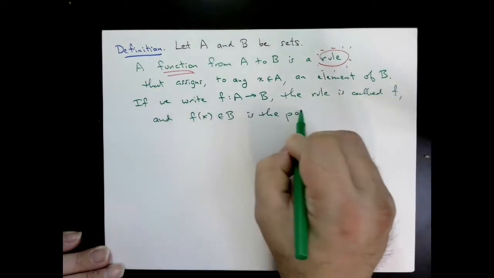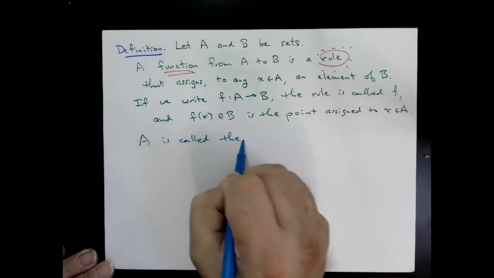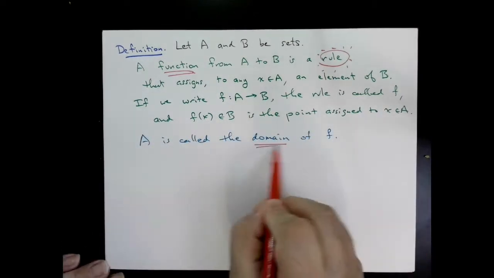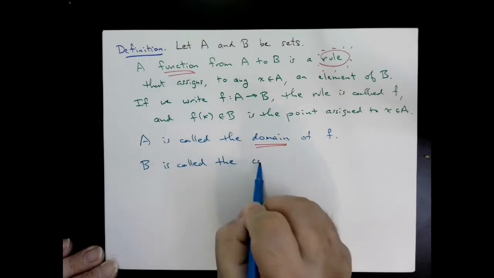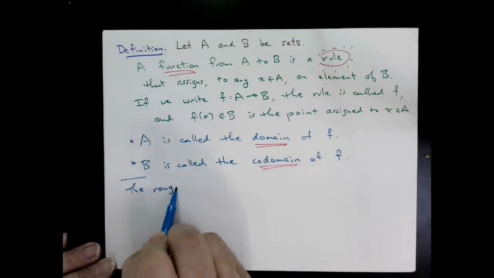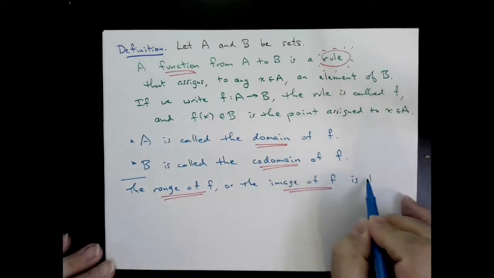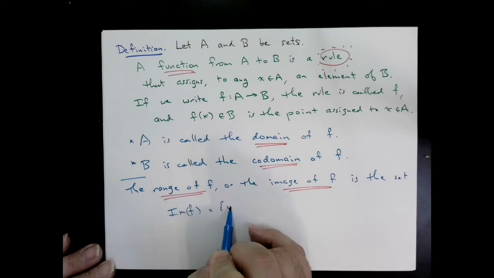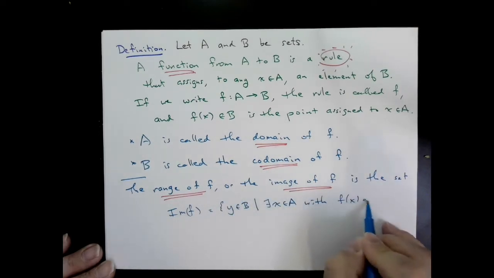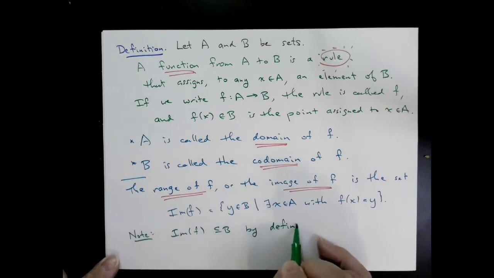A is called the domain of f. B is called the codomain of f. The range of f, or the image of f, is the set of all points that can come out of this rule. More precisely, the image of f is all y's in B such that there is an x in A with f of x equal to y. Note that the image of f is a subset of B, but in general does not have to be all of B.